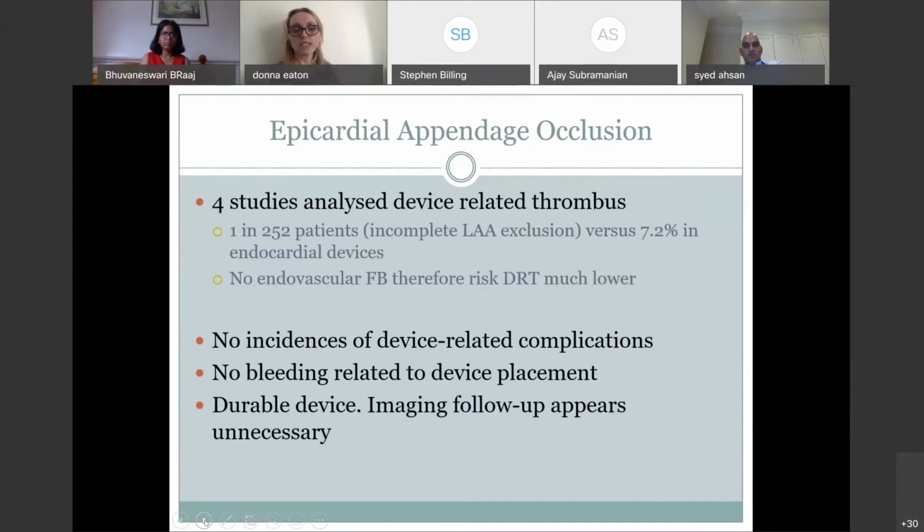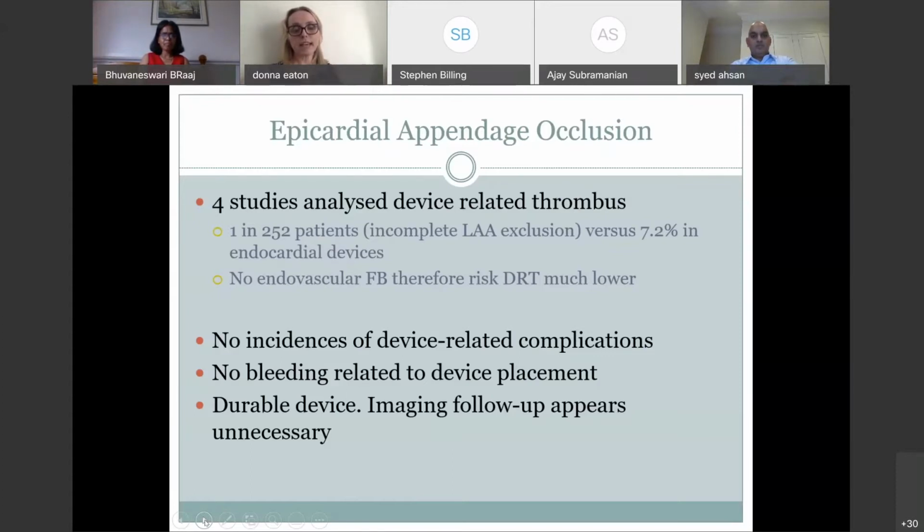So 4 studies looked at device-related thrombus. With other devices that are put into the left atrial appendage from within the circulation, there is a device-related thrombus, which is usually for about the first 4 to 6 weeks.